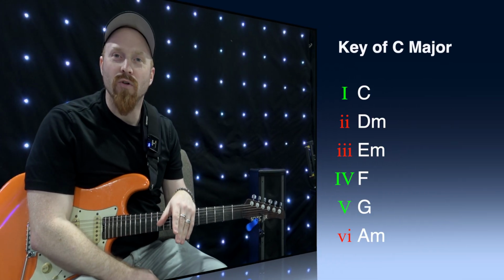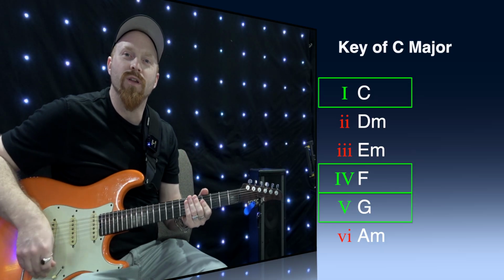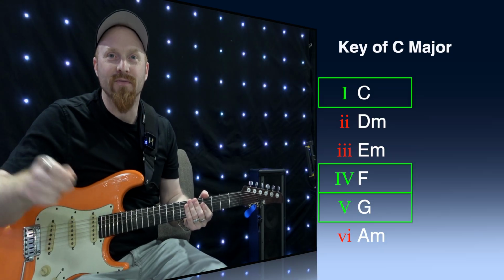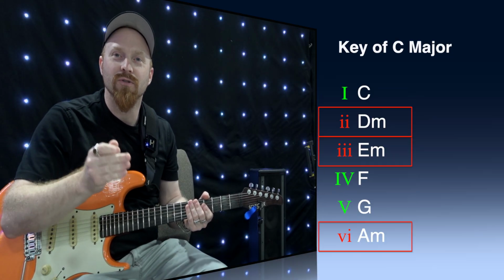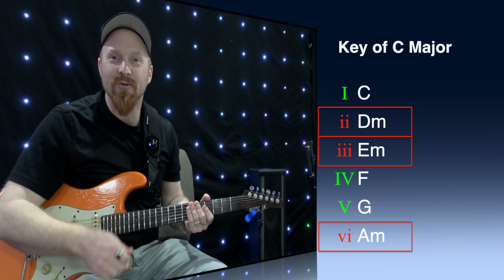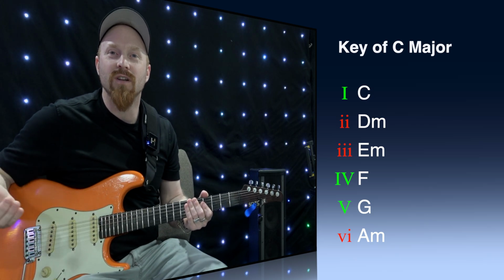and that wraps it up, 1 through 6. So if we looked at those with Roman numerals, our 1, 4, and 5 would be written with uppercase Roman numerals. If we look at the minor chords, the 2, 3, and 6, they would be written with lowercase Roman numerals. Now the cool thing about C major is that we can play almost that entire key without using any bar chords.